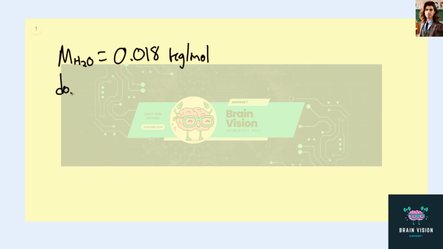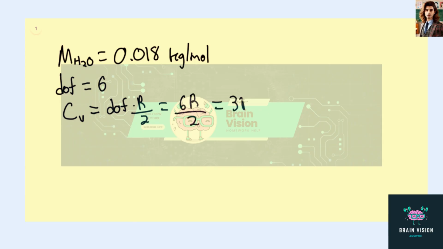And then they're telling us to disregard vibrational motion, and we have 3 rotational degrees of freedom and 3 translational degrees of freedom, so we have 6 degrees of freedom. And the molar specific heat capacity at constant volume is going to be degrees of freedom times R over 2. This is going to be 6R over 2, or simply 3R.